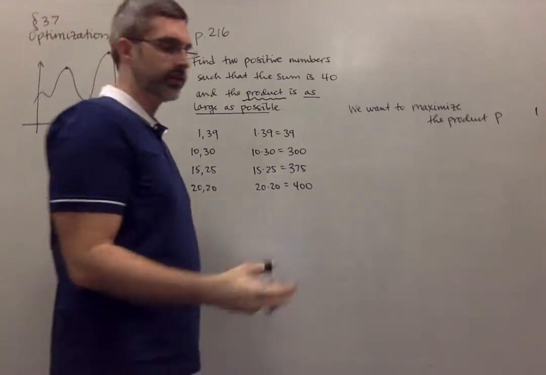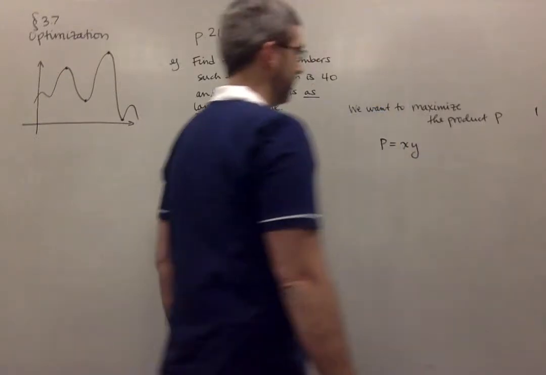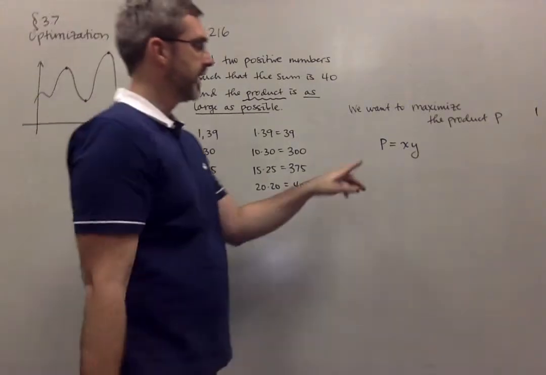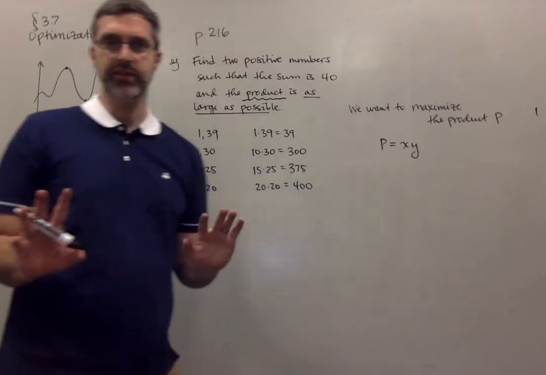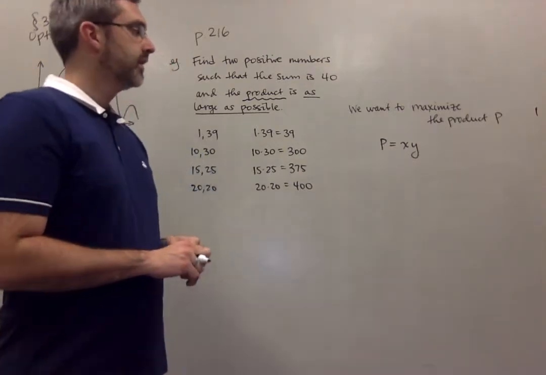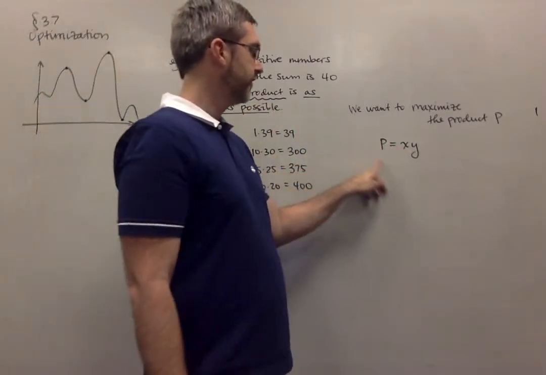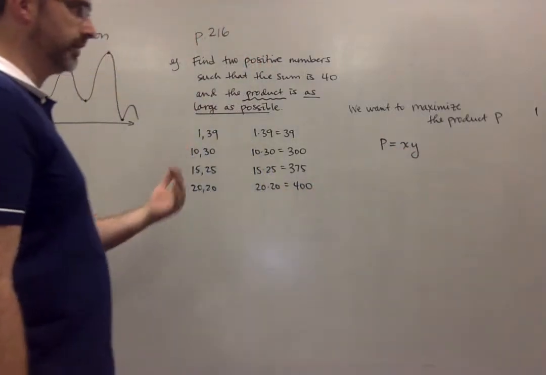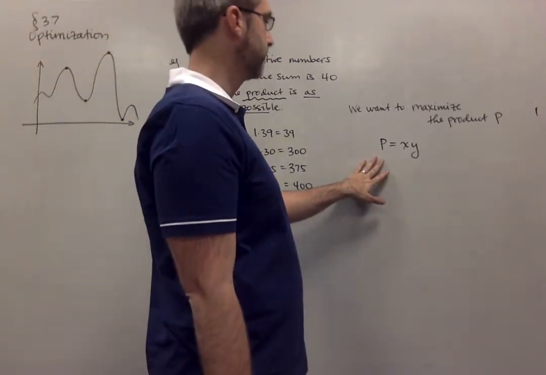So then we come up with a formula for P. If we call those two numbers x and y, P is x times y. And the idea now is I want to find the maximum of this function, but we have a function with two variables in it. We don't know how to do stuff with two variables. You won't until you take multivariable calculus, if you do. So we need to get this function with just one variable, and then we can do our calculus to figure out where the maximum is.